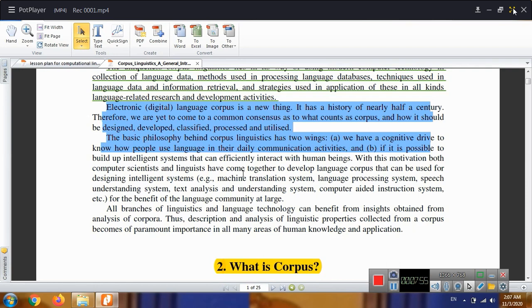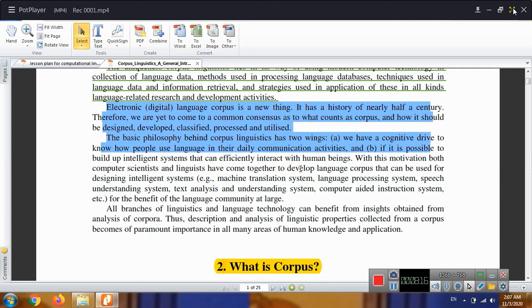The basic philosophy behind Corpus Linguistics has two wings. We have a cognitive drive to know how people use language in their daily communication activities, and to know if it is possible to build up intelligent systems that can efficiently interact with human beings.